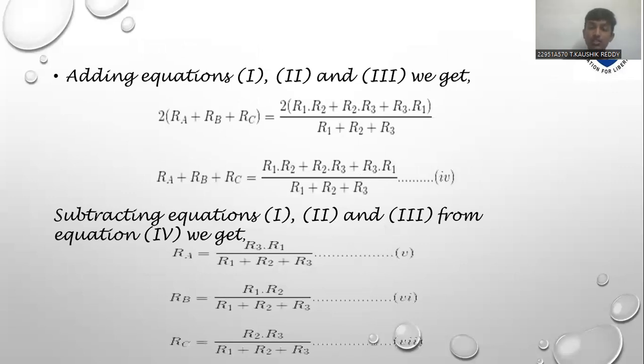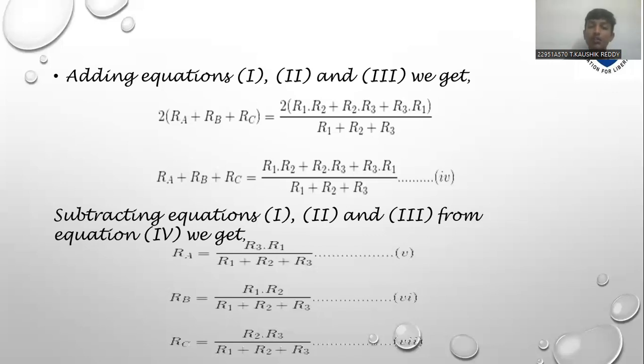Adding three equations 1, 2, 3, we get 2(RA + RB + RC) = 2(R1R2 + R2R3 + R3R1)/(R1 + R2 + R3). On further solving, we will get RA + RB + RC = (R1R2 + R2R3 + R3R1)/(R1 + R2 + R3). Here 2 gets cancelled on either side.